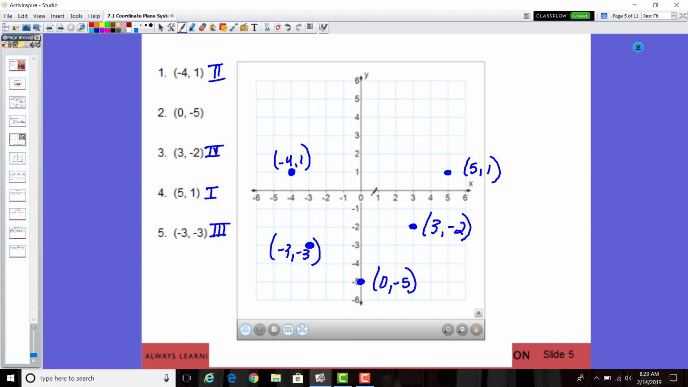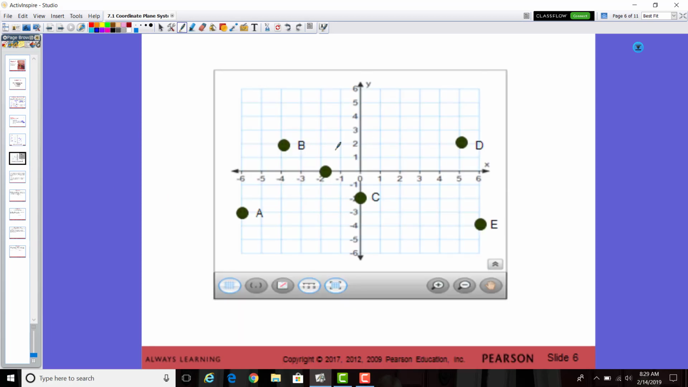Okay. When we are naming them and we don't know what they are and we just have the point, we still do the same thing. If we're naming this point, we always have to go over to our x value first, and then we go up or down to our y value second. So let's name these. We're looking at A, B, C, D, E, and F.